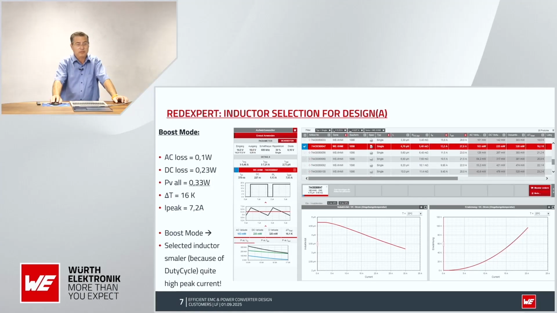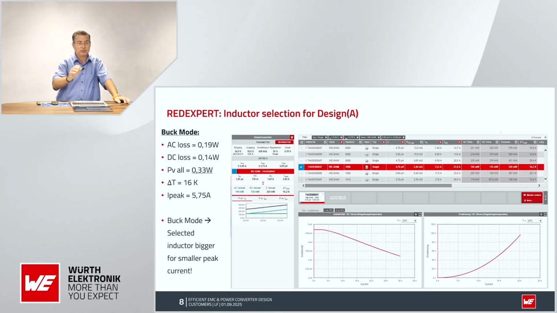Now we know we have a peak current here of 7 amp. I did choose something wrong. Maybe it was a different voltage, I guess, and that was the reason why we have 7 amp here. The saturation here is 13 amp. It looks like 27 amp. Oh, far away. It's very good. So we have in boost mode a quite good selection.